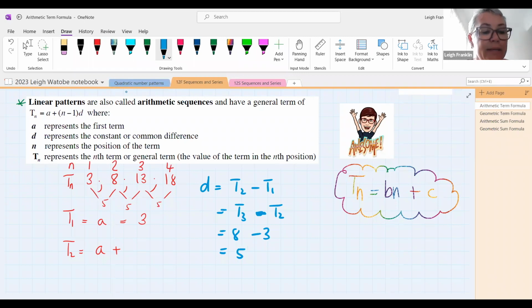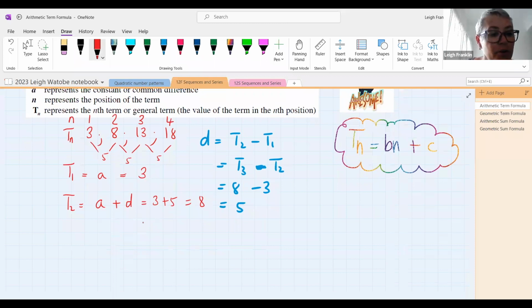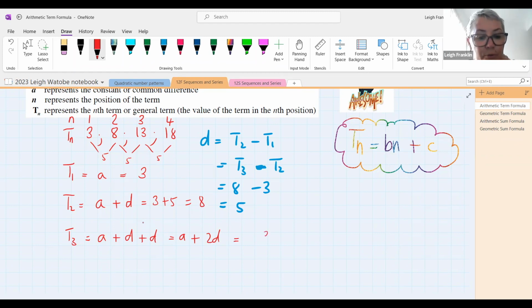Term 2 is A, our first term, plus 1 difference. So that gives us 3 plus 5, which is 8. Let's have a look at term 3. Term 3 is A, our first term, plus another difference, plus another difference. So that gives us A plus 2 differences. In this case, it's going to be 3 plus 2 differences, that's 5. So that gives us 3 plus 10, which is where 13 comes from.